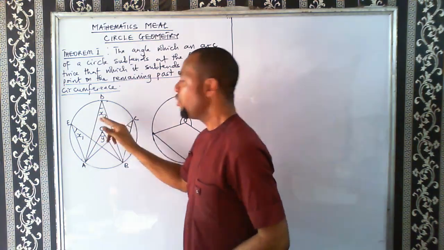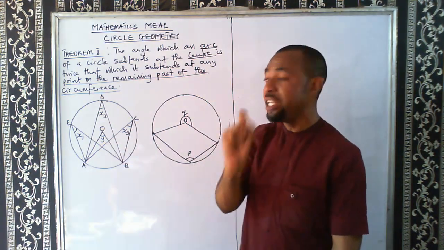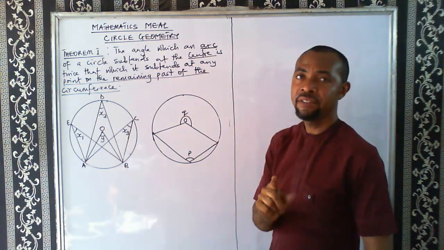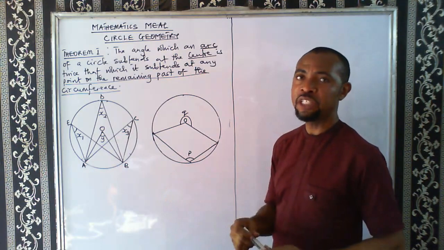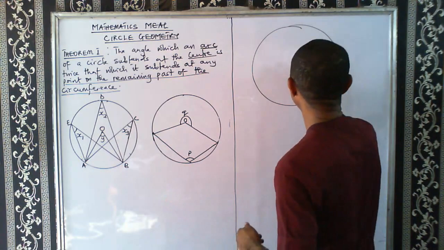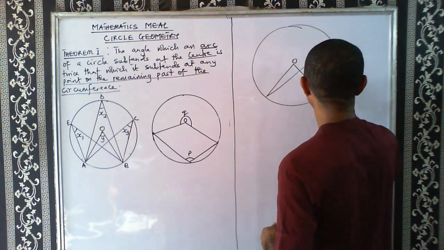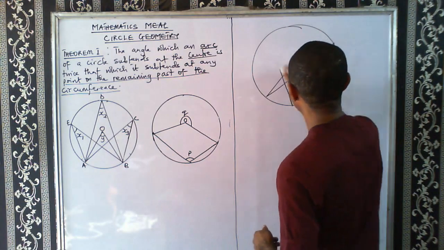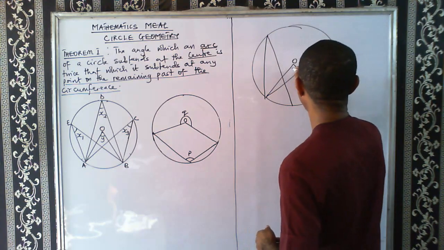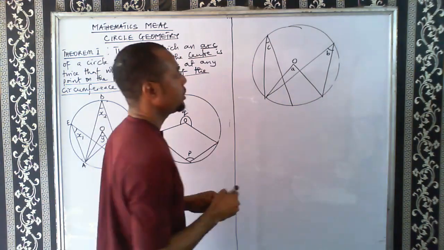So twice angle at the circumference is equal to angle at the center, if and only if the two angles are from the same arc. You get that now? If the two angles are from the same arc. So what it means is that if I have a circle, let's say I have center O in my diagram, and I have A, I have B, and I have C. Let's say I have this.